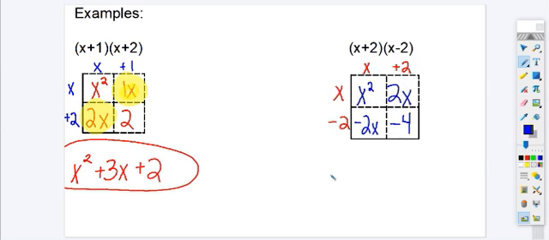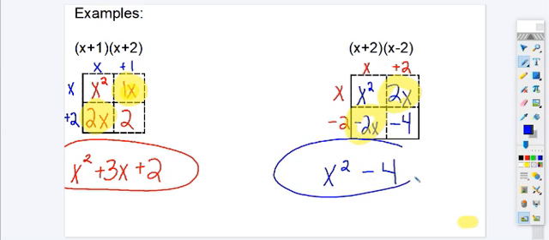So then I write my answer out. So I have an x squared. I only have one of those. Now I have a positive 2x and a negative 2x. Those will combine to give me 0x. I don't have to write 0x because 0x is just 0. It goes away. So that cancels itself out. We don't write that down. And then there's only 1 minus 4. So x squared minus 4 is the multiplied form of that because the x in the middle canceled.